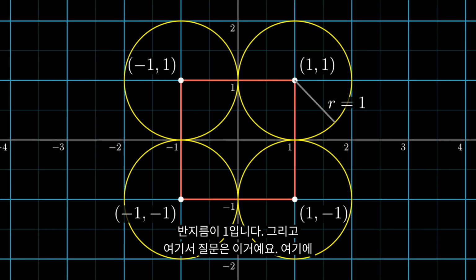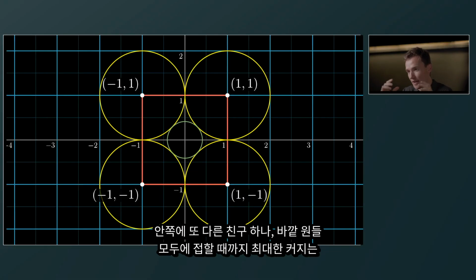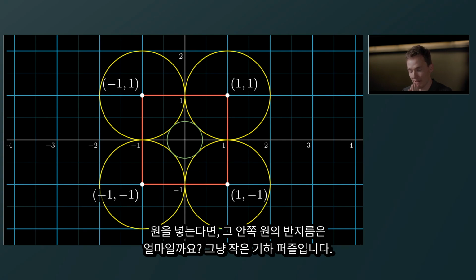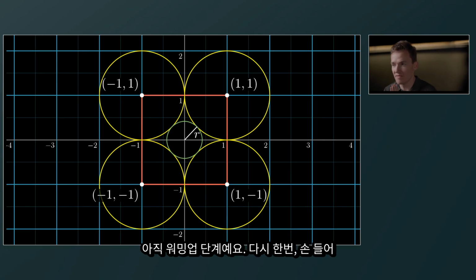And the question I'm going to ask here is to say, what if I was to give them another friend, a circle that sits on the inside, that gets as big as it can to be tangent to all of them on the outside? What's the radius of that inner circle? Just a geometry question, just a little puzzle. We're still in the warm-up phase.